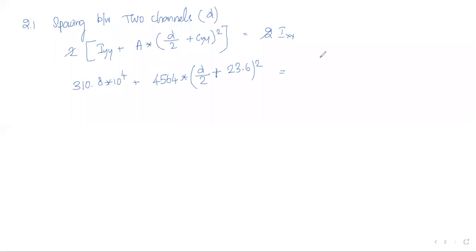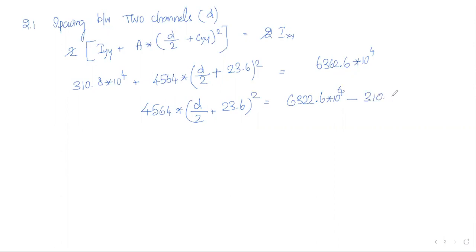So the Ixx value is nothing but 6362.6 into 10 to the power 4 mm to the power 4. Now how should we get the d value? So 4564 into (d by 2 plus 23.6) the whole square is equal to 6322.6 into 10 to the power 4, minus this Iyy value, which comes to this side, so it becomes minus 310.8 into 10 to the power 4. That value is nothing but 60.518 into 10 to the power 6 mm to the power 4.